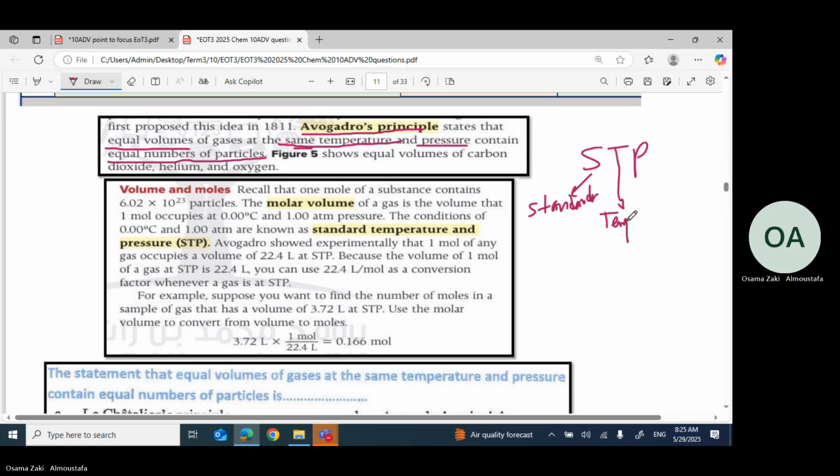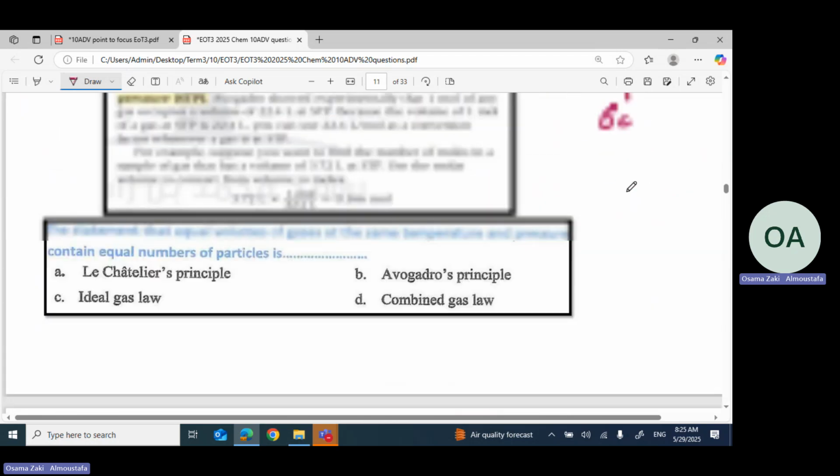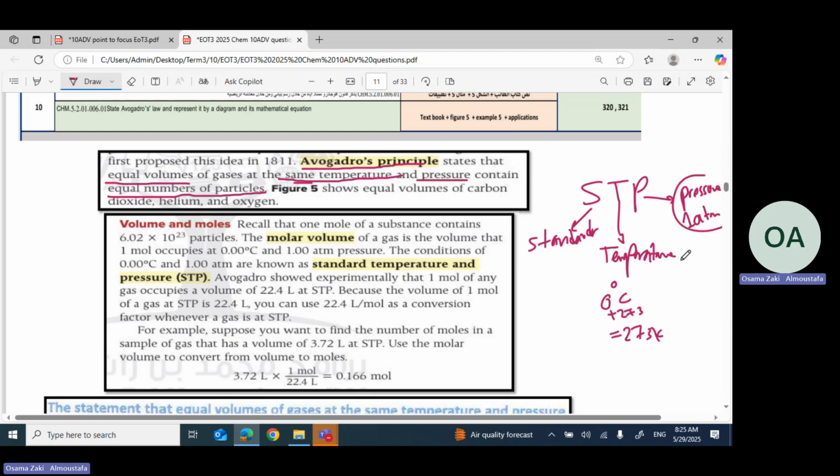temperature and pressure. So the temperature should be 0 Celsius and the pressure should be 1 atm. You have to memorize them because you will need them in the exam. 0 Celsius, plus 273 to get it in Kelvin, so 273 Kelvin. The pressure is 1 atm, and the temperature is 273 Kelvin.